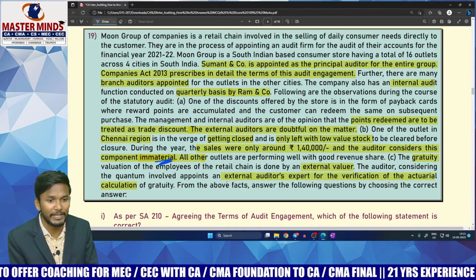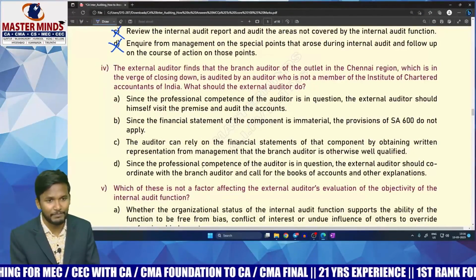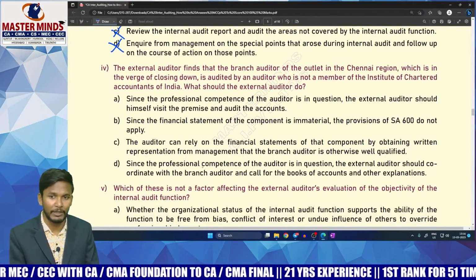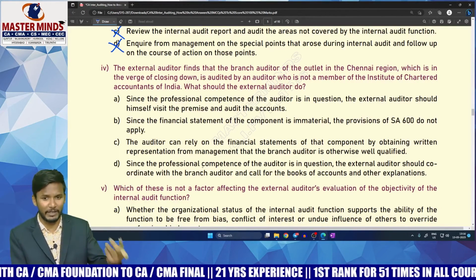You are seeing this to be immaterial here? Yes. So what is the correct answer here now? For this question number 4, what is the correct answer? Let's see. Since the professional competence of the auditor is in question, the external auditor should himself visit the premises and audit the accounts. May be correct if that may be material.